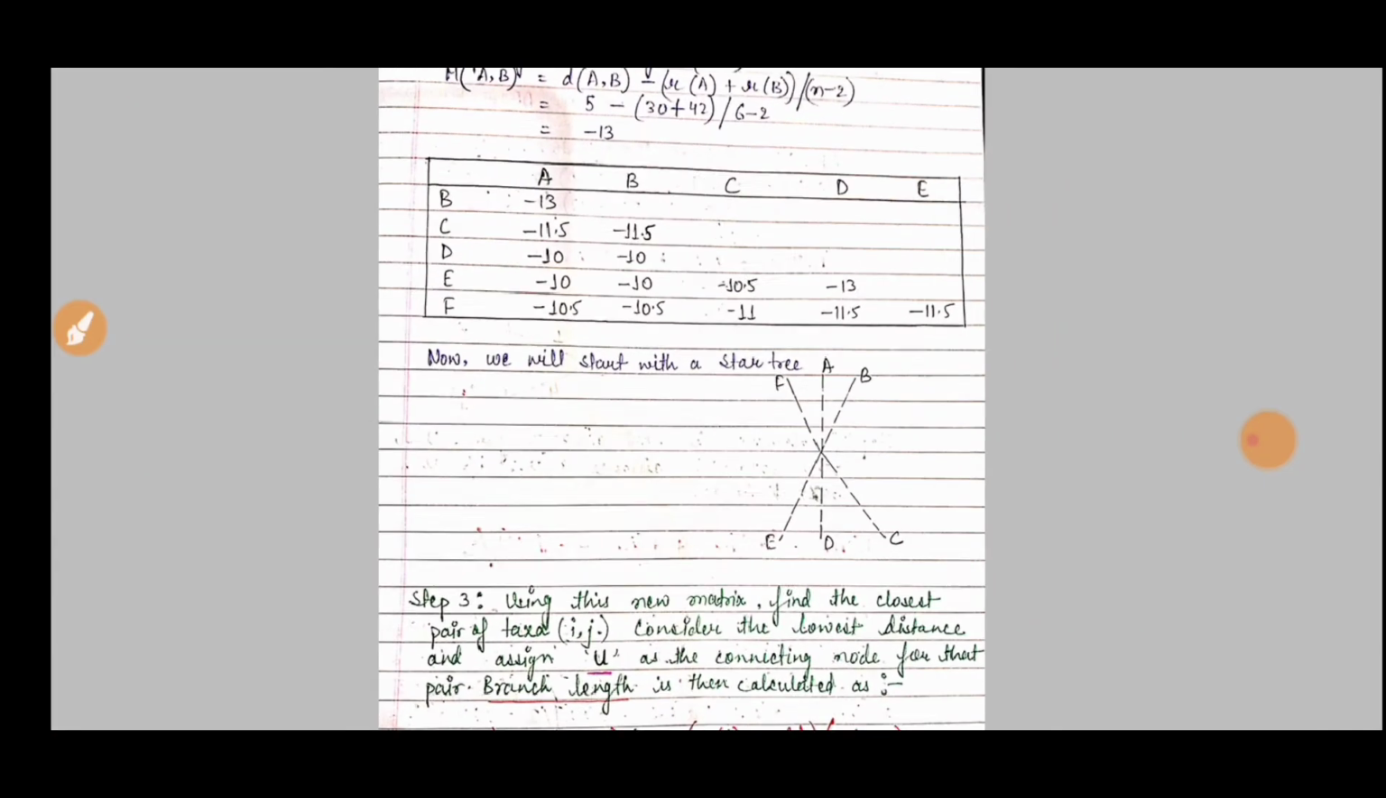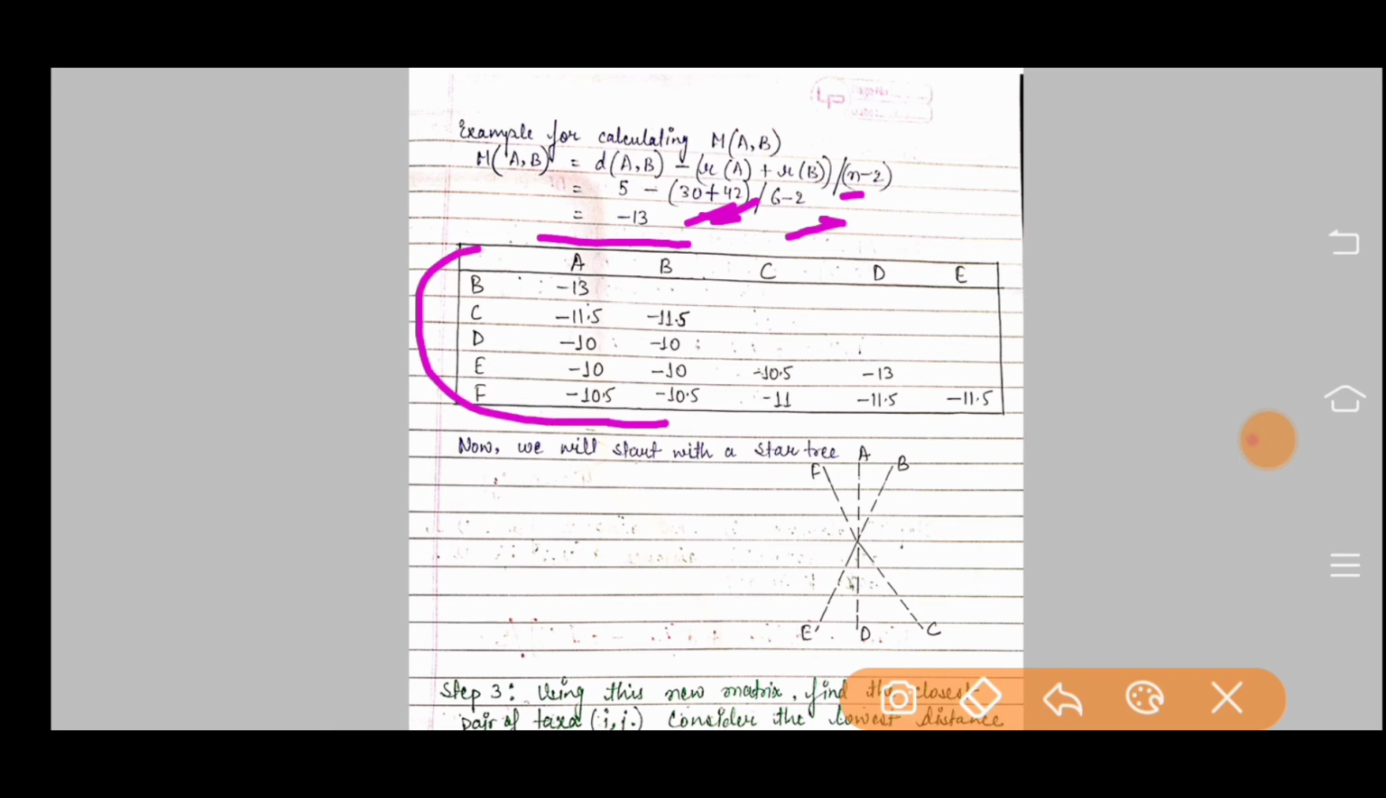Now put it in the formula: 5 minus (RA is 30, RB is 42) by what is n? N is the number of taxa and we have 6 taxa. So 6 minus 2, and when you calculate you will get minus 30. Similarly all the distances are calculated and we fill the matrix. I have calculated only one, you can calculate the others too.